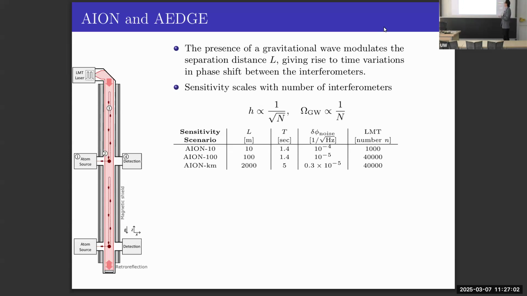But there are many more experiments of this kind that are popping up in various places. For example, there's a sibling experiment to ION, which is called MAGIS, with pretty much the same setup. MAGIS 10 was already done several years ago, and now they are working on a 100-meter version of the device.